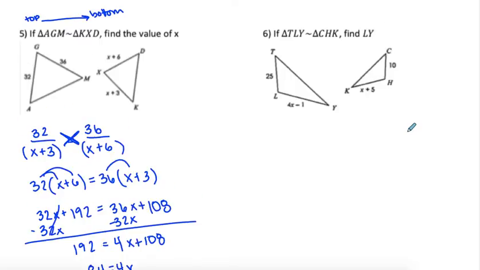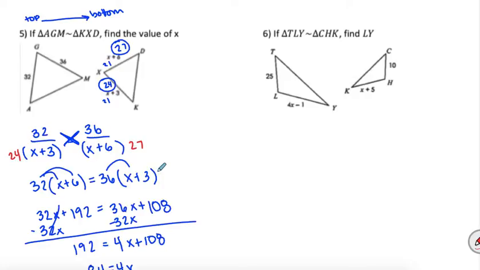All right, so let's look at what that looks like here. So if x is 21, then this side, 21 plus 6, is 27. If x is 21, 21 plus 3 is 24. Okay, that looks good to me, where we would have 32 would go with the x plus 3, the same way that 36 goes with the 27. Smaller with smaller, larger with larger.